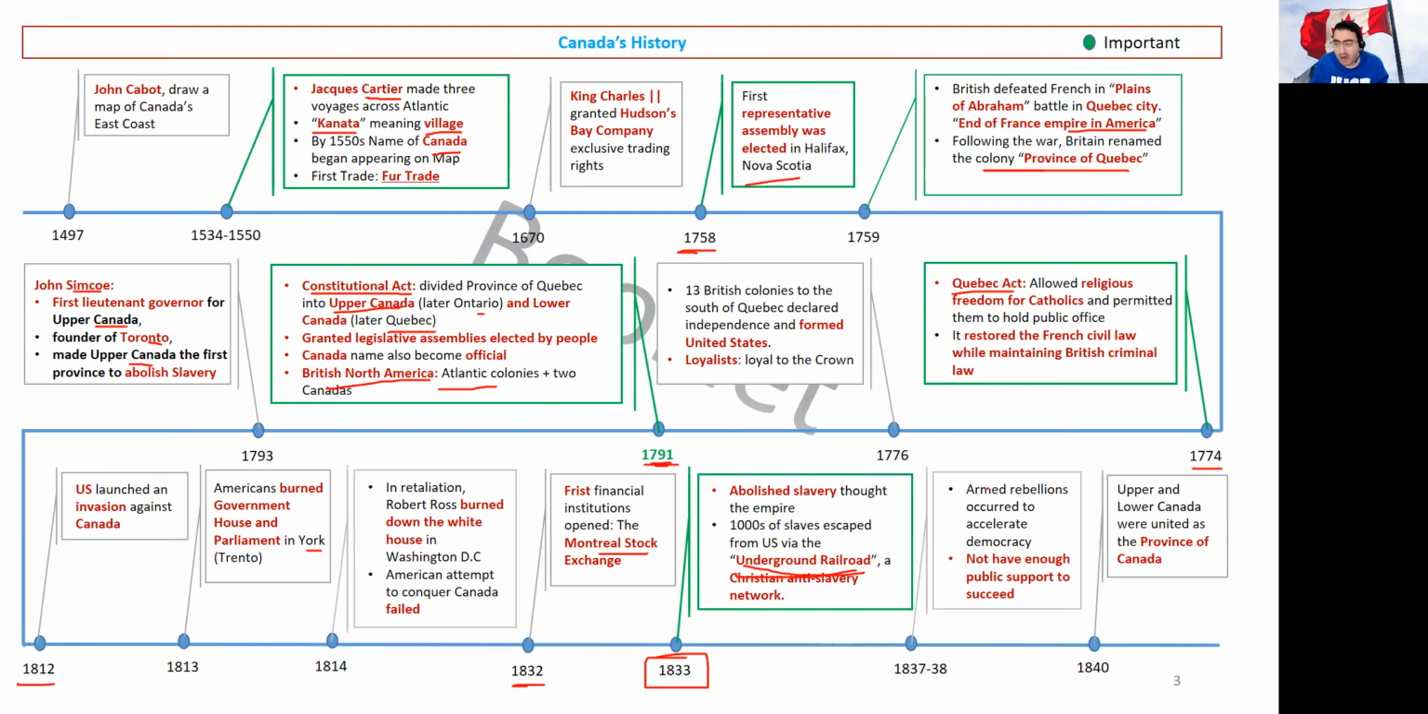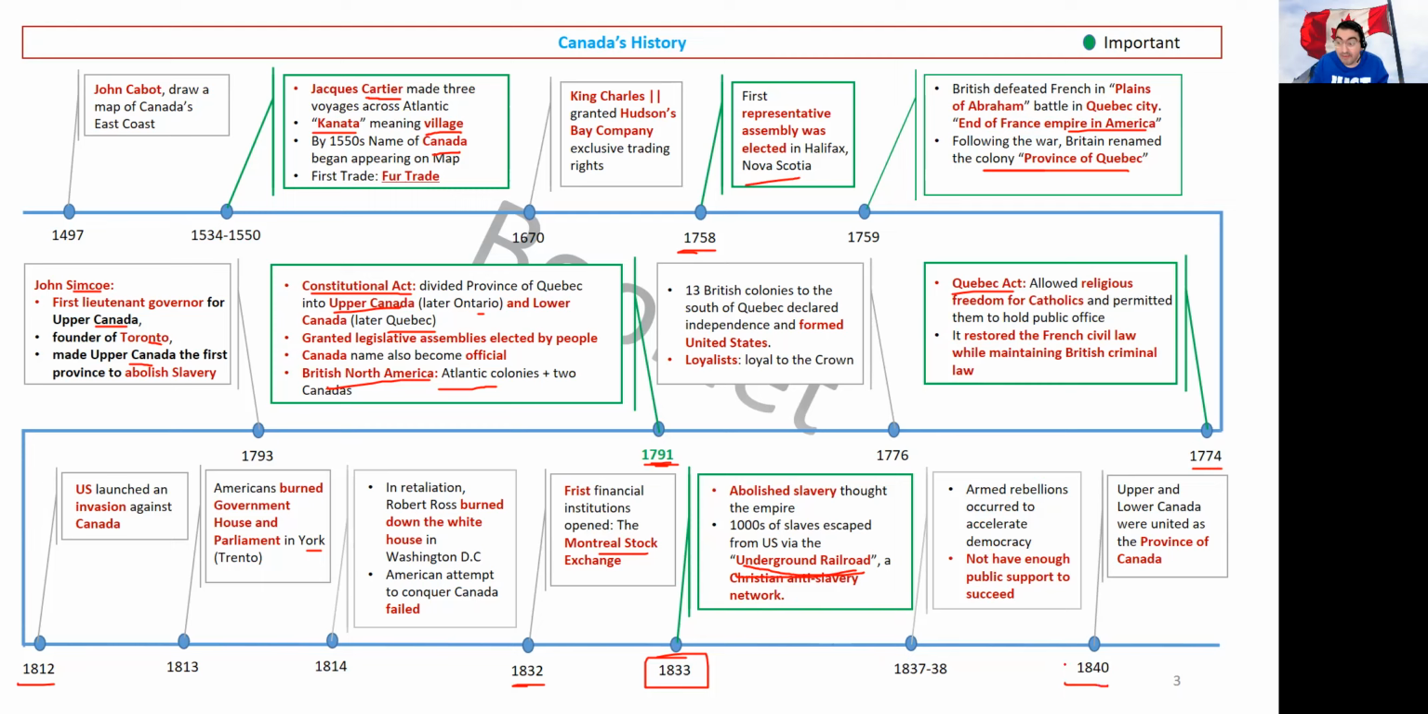Okay, the next event will be 1837-38. This was a quick armed rebellion that occurred to accelerate democracy, but it didn't have enough public support to succeed. I don't think this is very important.